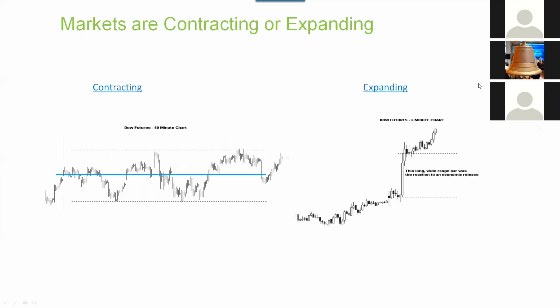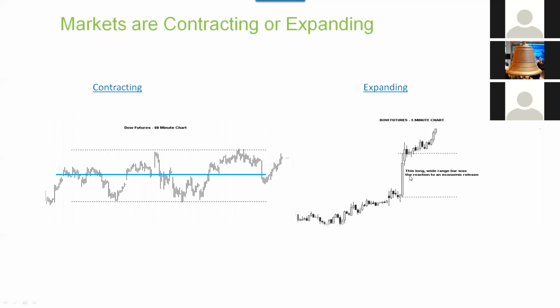Okay, so the markets are either in a phase of contracting or expanding. The left side of this chart shows us the contracting phase, and the right side of the chart shows us the expansion phase. So think of this contracting phase as a coil, and the coils are sort of storing energy. And eventually, that energy is going to come out of the range or the coil, so to speak. So this is why it's very important to be able to recognize the trading environment that you're in. This is going to help you to be able to shift tactics from range trading to trend trading.